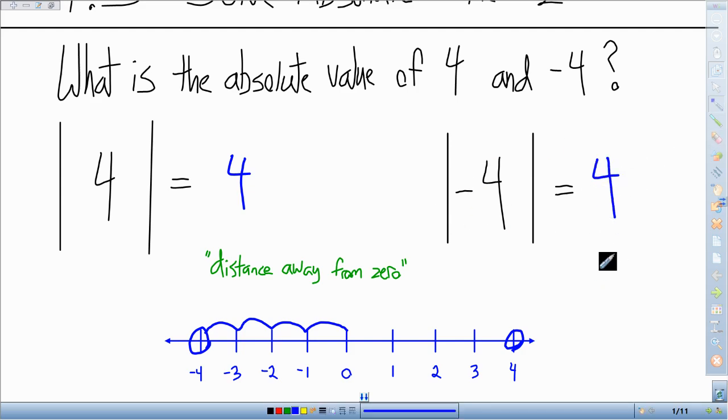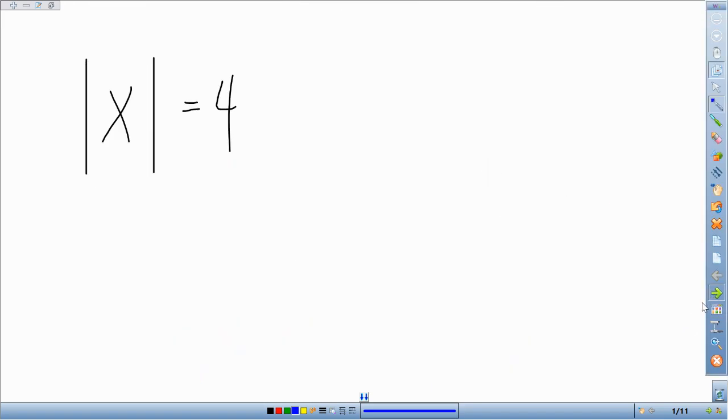So really that's the way of thinking about absolute values. It's the distance away from 0. You might have already known that the absolute value of negative 4 is 4, but you might not have known why. So that's technically what we're talking about when we're dealing with absolute values. But today we're going to look at them in the context of equations. So let's take a look at this real quick. Go ahead and copy it.